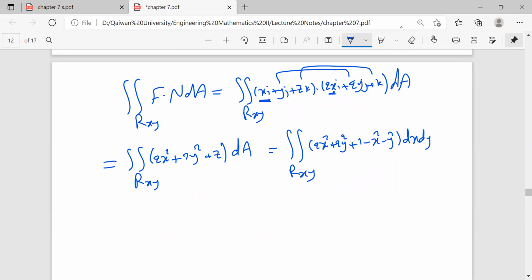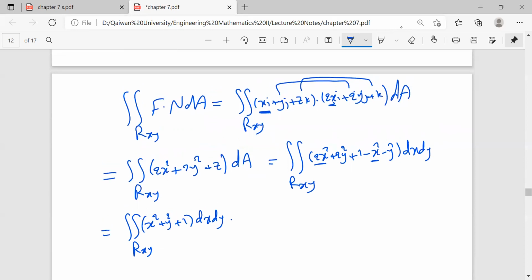Okay, it's dx dy, and this equals the double integration over R_xy, the projection, of: here 2x squared minus x squared is x squared, 2y squared minus y squared is y squared, plus 1, dx dy.